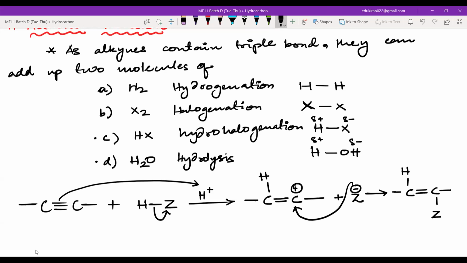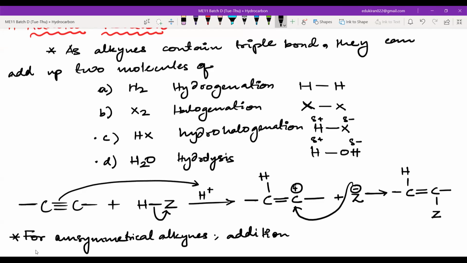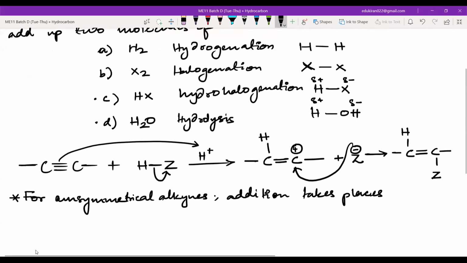Now, which carbon is going to get the hydrogen? What will be the intermediate? So again, you have to keep in mind for unsymmetrical alkynes, addition takes place according to Markovnikov rule. According to Markovnikov rule. So write this down. Let me know if you're done.